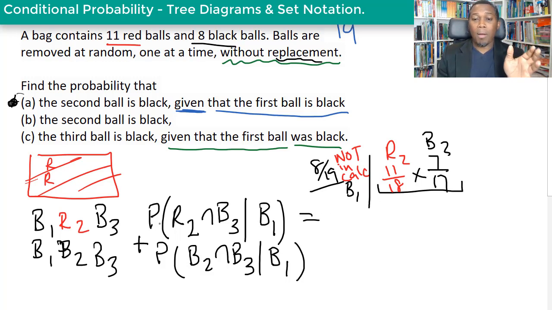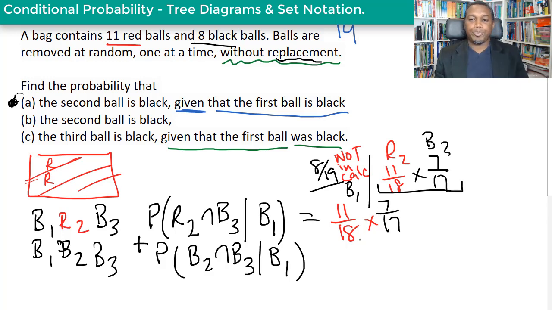That is the fraction. So the probability of R2 intersection B3, the sequence of events that will give me a black the third time, given that I got black the first time, hopefully that makes sense the way I'm saying it there, is 11 on 18, and I'll put it in red so you can see all we're multiplying is R2 and B3 because we've accounted for that condition already. So it's 11 on 18 multiplied by the 7 on 17.